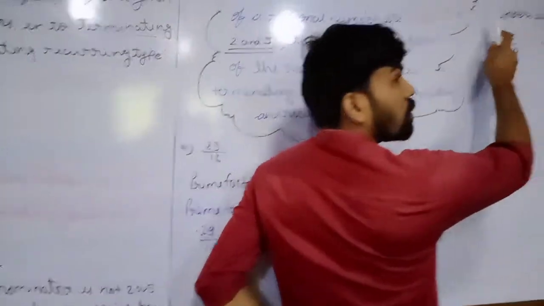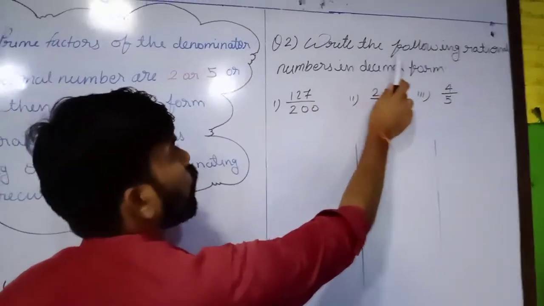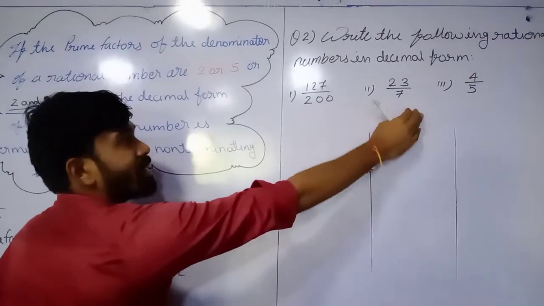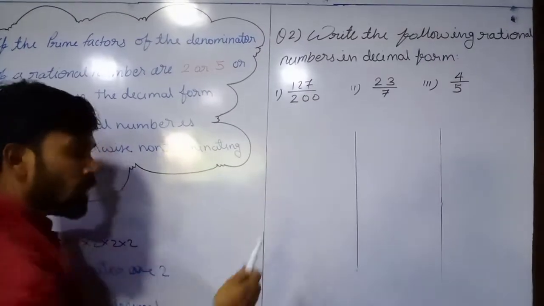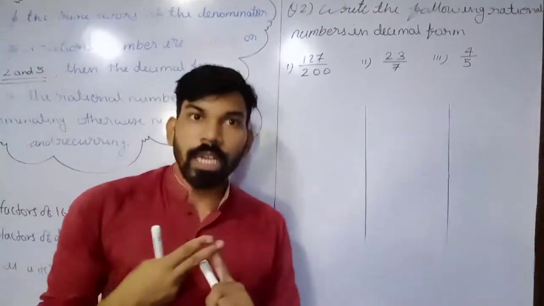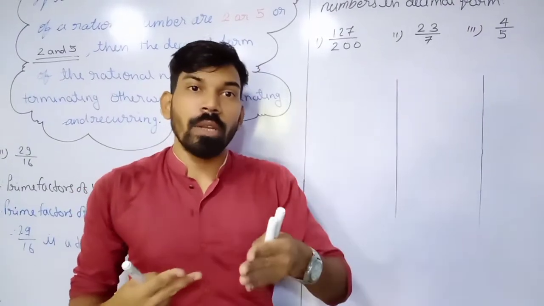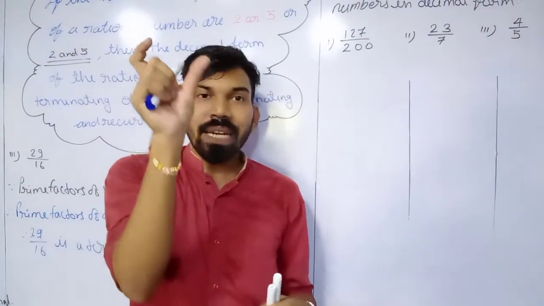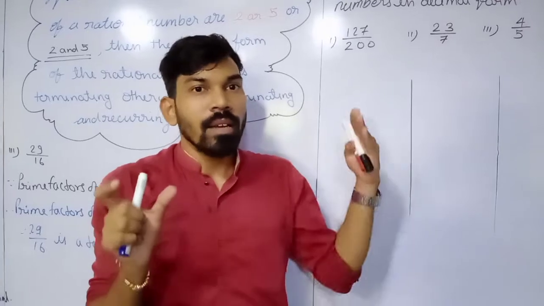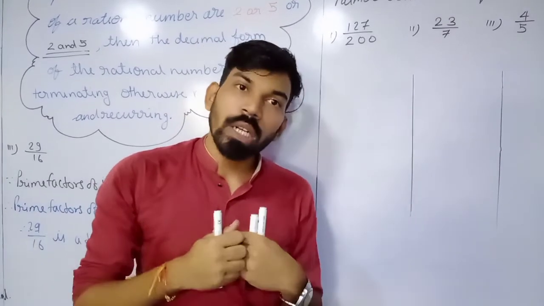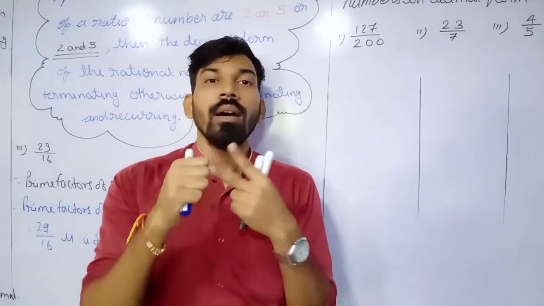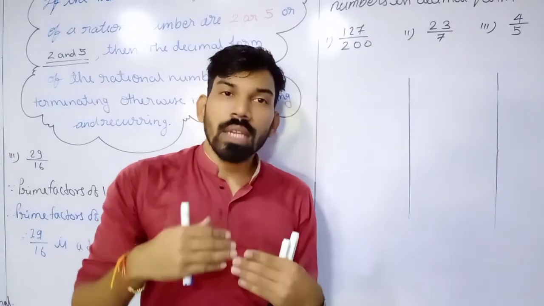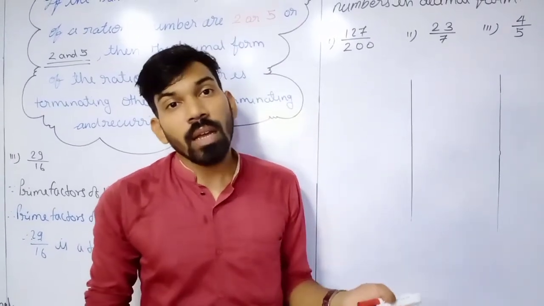Now turn to question number 2. Write the following rational numbers in decimal form. Here we have the questions in rational number form and we have to turn them into decimal form. There are 2 types of methods to convert the given rational number to decimal form. The first one is very simple. We have to divide the numerator by the denominator and get the answer in decimal form, or we have to convert the denominator into the form of 10, 100, 1000 or 10,000. In this way we can easily turn the given rational number into decimal form.